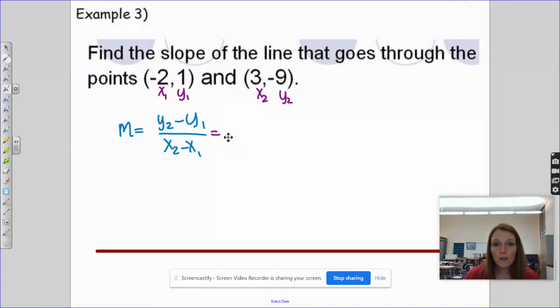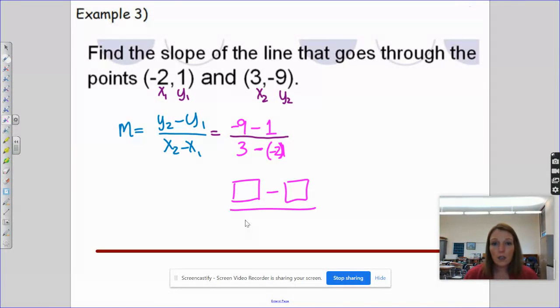So here, if I go back to substituting in, y2 is -9, the way that I labeled them. Then there's a subtraction sign. And then y1 is a +1. And then down here, x2 is 3. And then there's a subtraction sign. And then x1 is a -2. So I am going to put that inside of parentheses. If you want to use those boxes like I did in the first example in class to open up those 4 spaces, then the box serves as the parentheses.